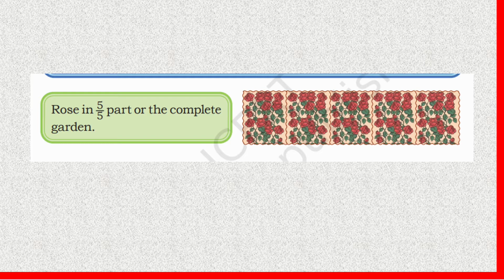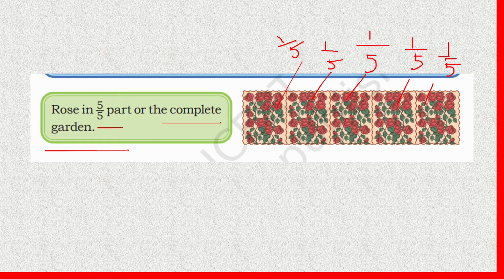See this picture. This garden is divided into 5 equal parts: 1, 2, 3, 4, 5. All parts contain rose. So rose is in 5 by 5 part or the complete garden. See, this is 1 by 5. Next one is also 1 by 5.